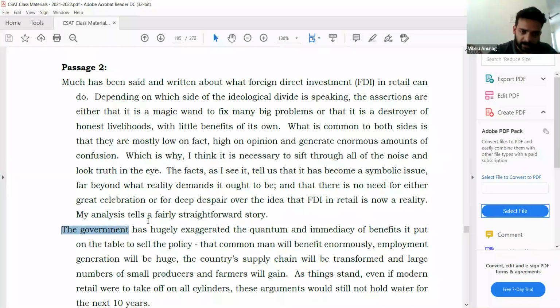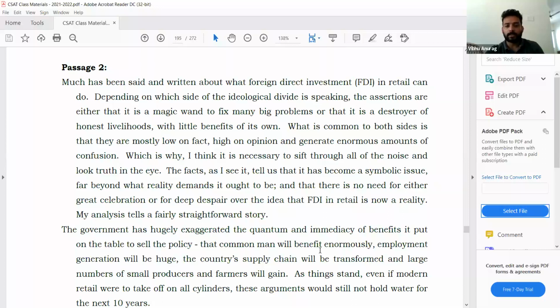The government, he says, has hugely exaggerated the quantum and immediacy of benefits it put on the table to sell the policies. So there has been a huge exaggeration. Quantum means an amount, the number of benefits, and immediacy is how soon we will get the benefit. So both have been hugely exaggerated to sell the policy, which means to convince people that it's a good policy. And see, whenever you see this hyphen, the next part will explain the previous part.